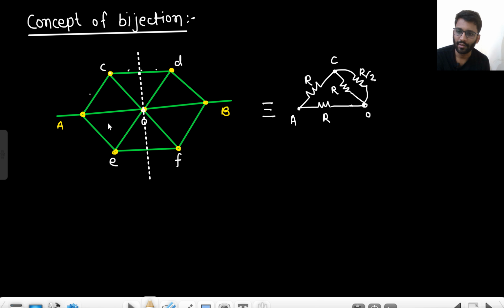Now between A and E, we have R. Between E and O, we have one R, and between E and O, we have R by 2 as well.